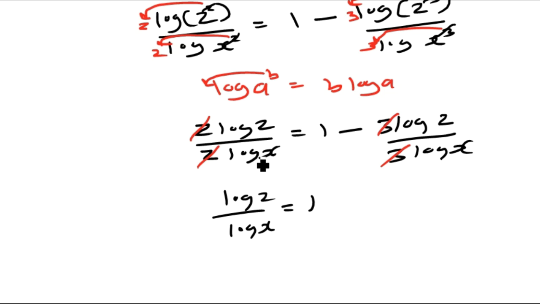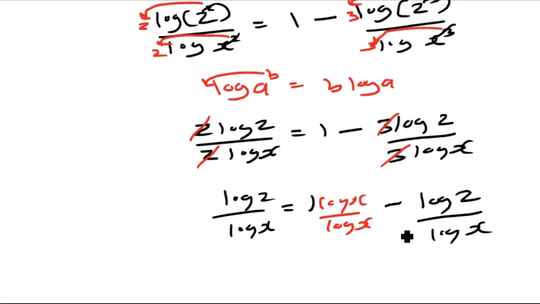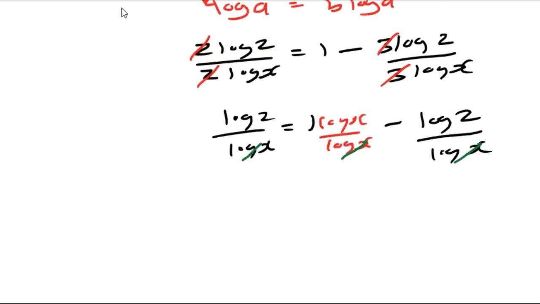Now, because we have over log x, meaning this term 1, we can multiply both numerator and denominator by log x over log x. Then it is minus log 2 over log x. Now in this case, you'll see log x is the common denominator all through. So log x, the common denominator, will cancel out, meaning you multiply both sides of the equation by log x. So what do you remain with?